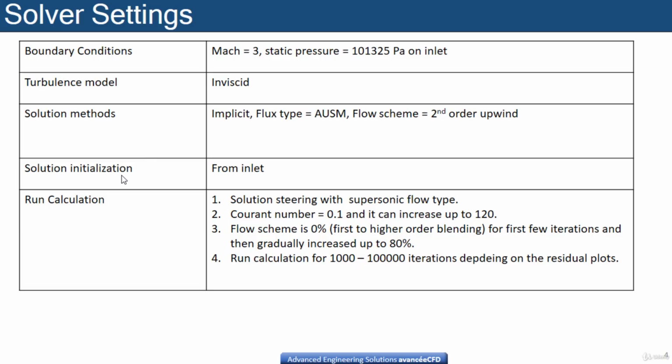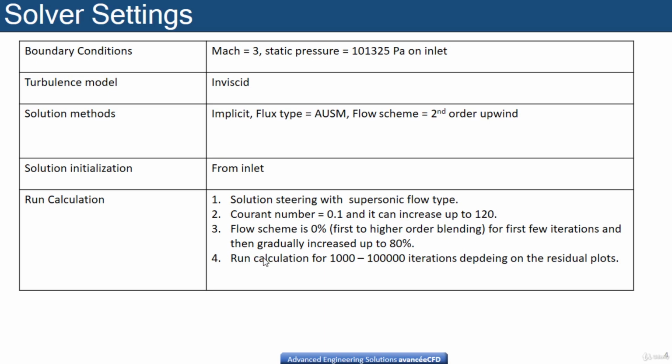And we initialize the solution from inlet. Then we will use solution steering with a supersonic type of flow. The initial Courant number we set is 0.1, and it can increase automatically up to 120. For the first few iterations, the solution is assumed to be zero order, meaning the first order scheme or 0% blending. Then I will gradually increase it to 80%.